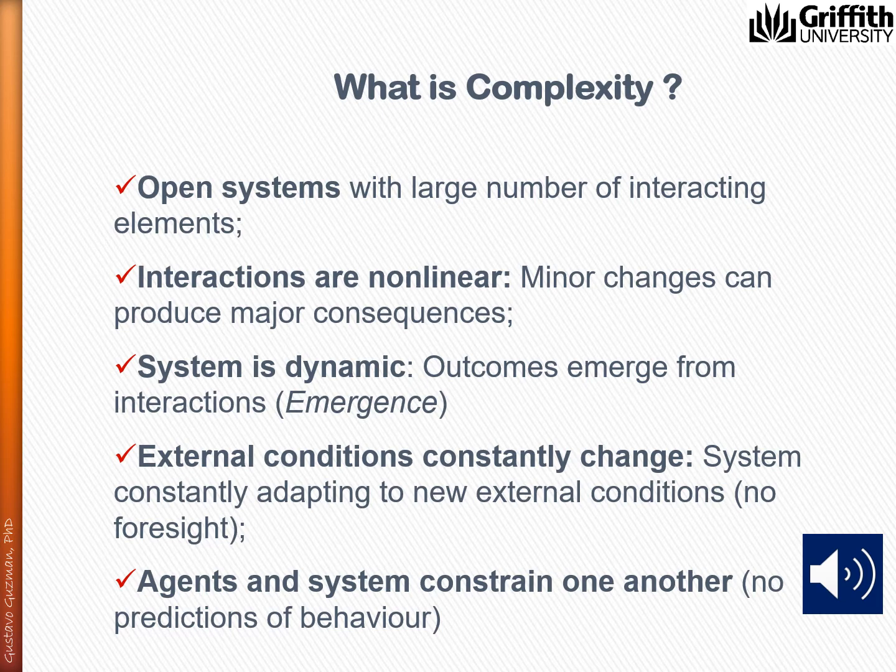As external conditions of the system continuously change, the system needs to adapt to these new external conditions. And finally, we know that agents and systems constrain one another in complex projects. And this explains why it is not possible to make predictions about human behavior.